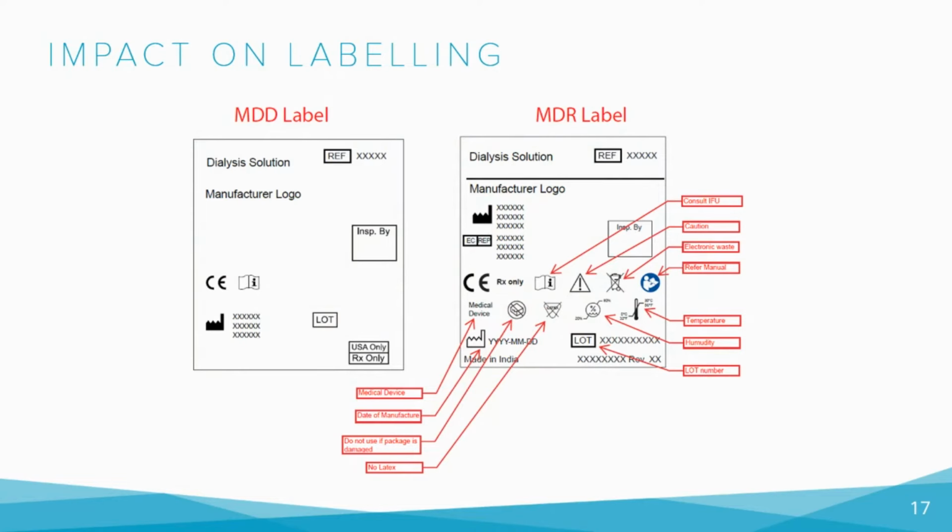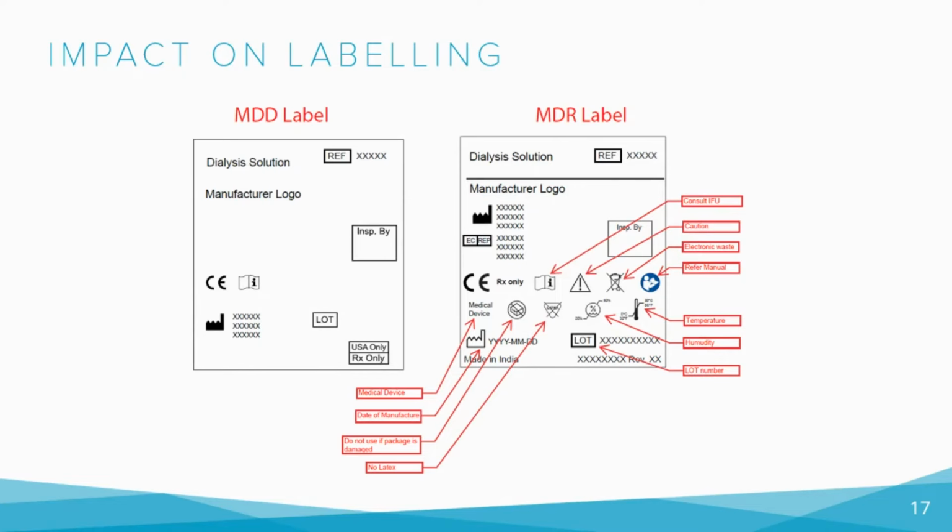The labeling must be clear, concise, and easy to understand, and it must provide information like the intended use of the device, how to use the device, its performance characteristics, any warnings or precautions that must be taken, and any special storage or handling requirements. So this kind of information shall be updated in labels or in IFUs.